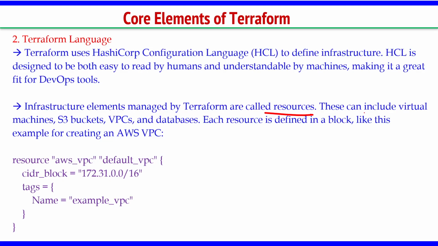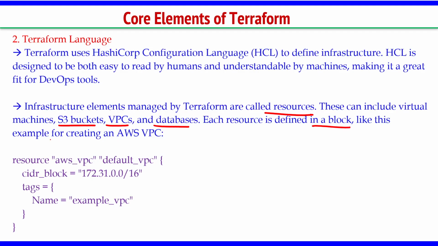Okay, this can include virtual machines, S3 buckets, VPCs, databases. This is what I was talking about. Your virtual machine is a resource, S3 bucket is a resource, VPC is a resource, everything is a resource. Okay, each resource is defined in a block.